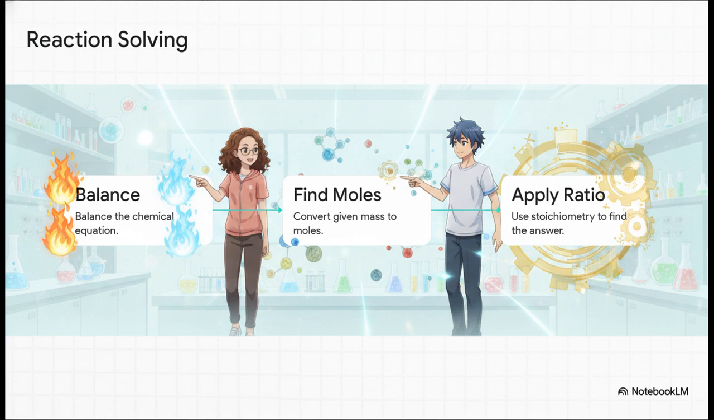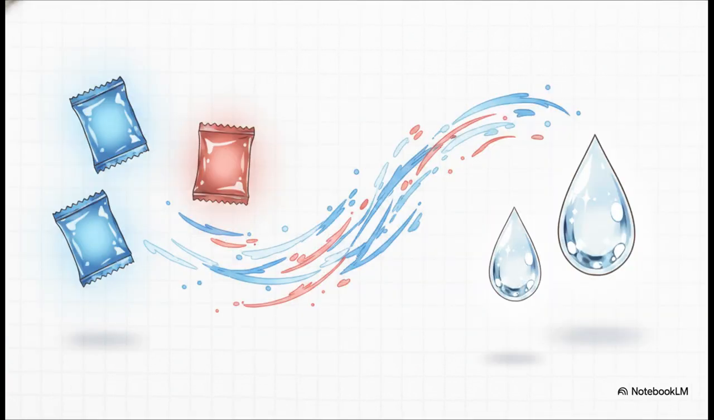Whenever you face a chemical reaction, it's really just a strict 3-step process to get your answer. Step 1, balance the reaction equation. Step 2, convert whatever mass you're given into moles. Step 3, apply the stoichiometric ratio. Doing this greatly reduces your cognitive load, and honestly, it works every single time. And this brilliantly illustrates the whole concept.